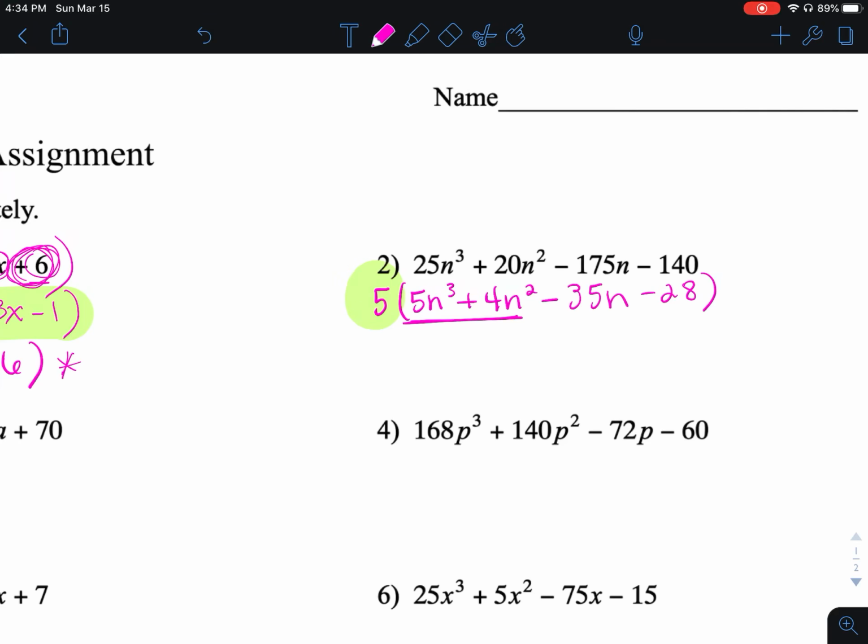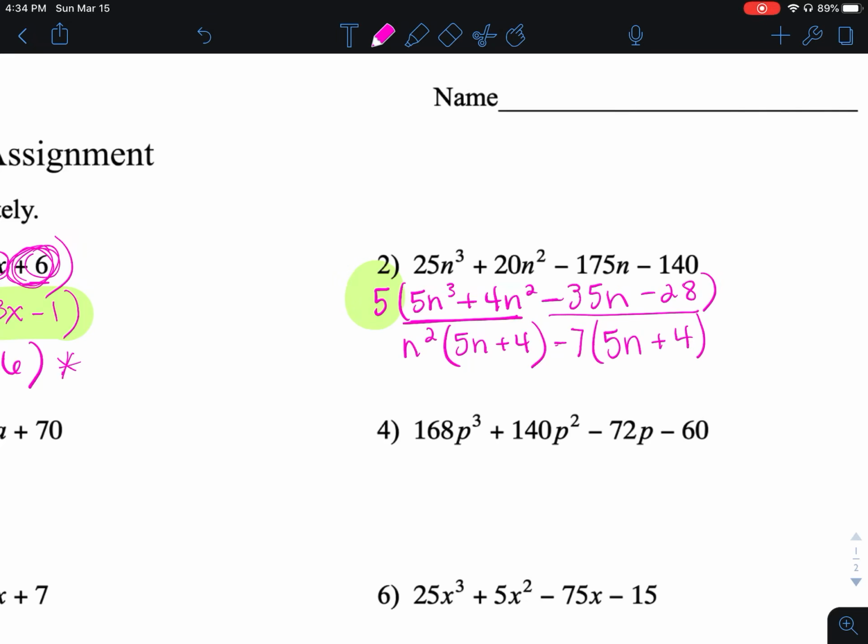I'm going to focus inside the parentheses now. So out of 5n cubed plus 4n squared, I can take out an n squared. So I'm left with 5n plus 4. And then if I'm looking at the second two terms, I'm going to go ahead and bring down that negative, and then out of 35 and 28, I can factor out a 7. So I'm going to take out 7. Now remember, this is now a negative 7, so negative 35 divided by negative 7 is going to give me 5n, and then negative 28 divided by negative 7 is going to give me a positive 4.